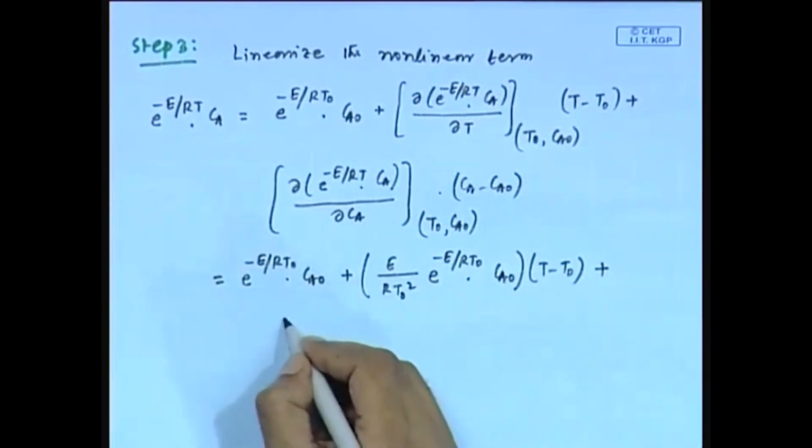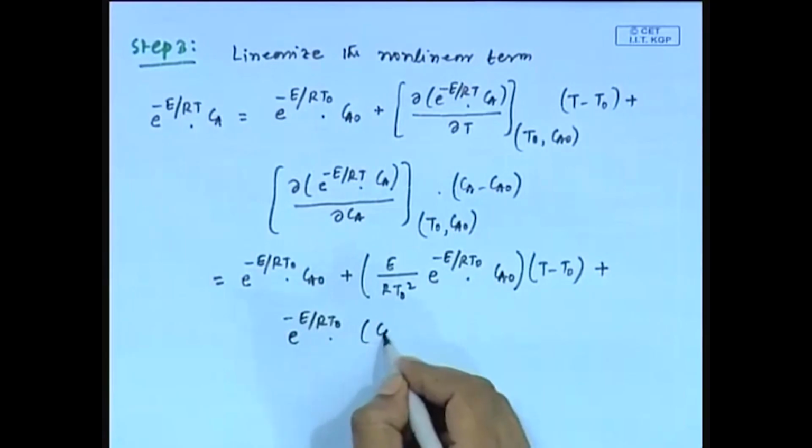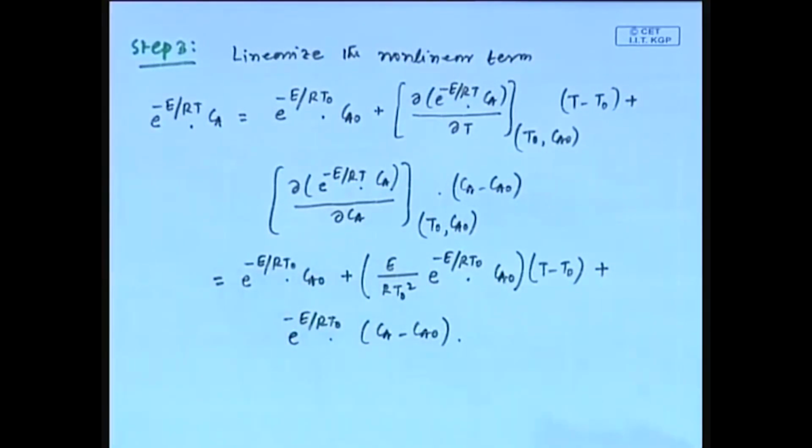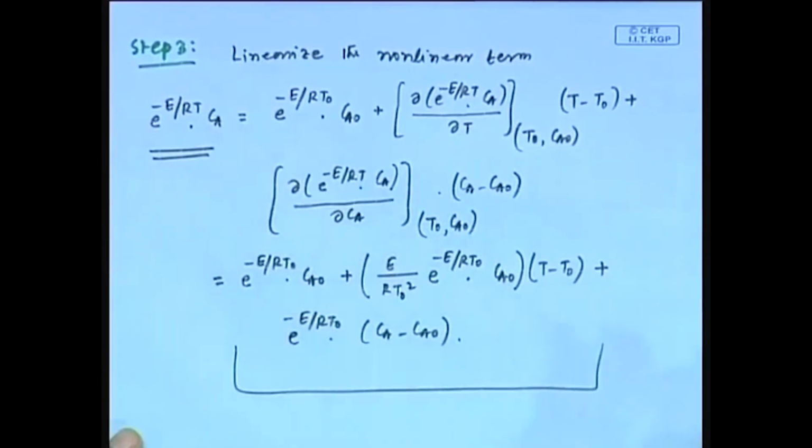Third term will be exponential of minus E divided by RT0 into CA minus CA0. Fine. So, in this third step we have just linearized the nonlinear term. In the next step, in step 4, we will substitute this linearized expression in the nonlinear modeling equations. We will substitute the linearized term of e to the power minus E divided by RT CA in the nonlinear modeling equation. In place of this, you substitute this part.